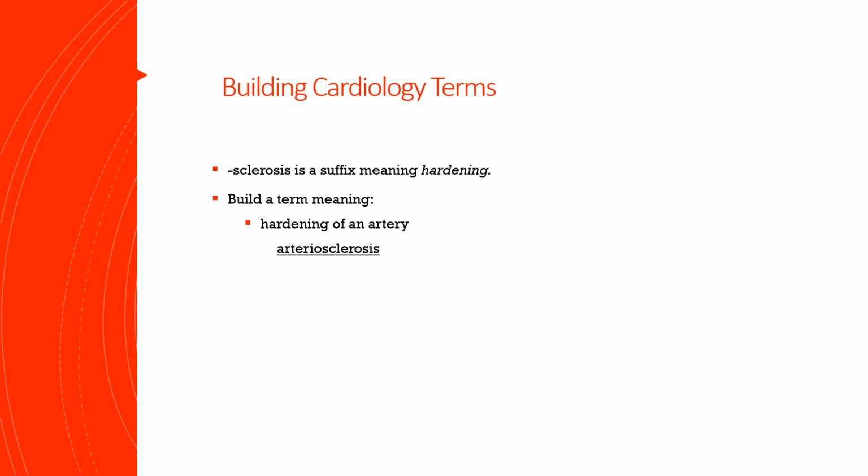Sclerosis is a suffix that means hardening. It's used in the cardiovascular system to describe a blood vessel becoming hard and inflexible due to the buildup of cholesterol plaques along the vessel wall. To build a term that means hardening of an artery is arteriosclerosis.